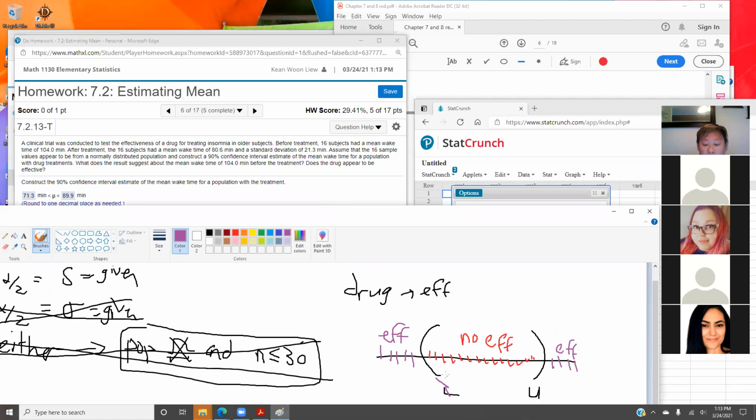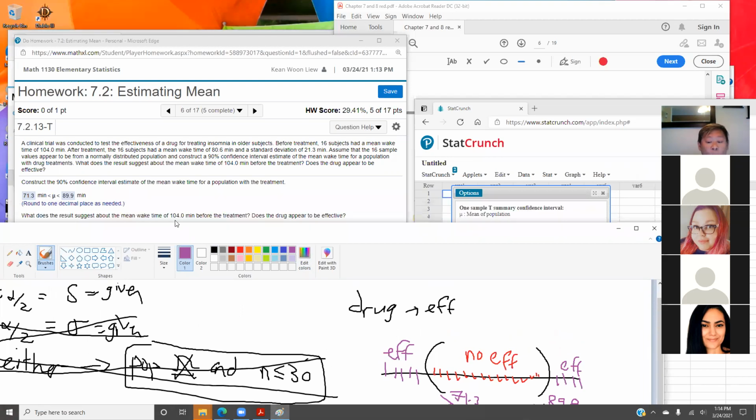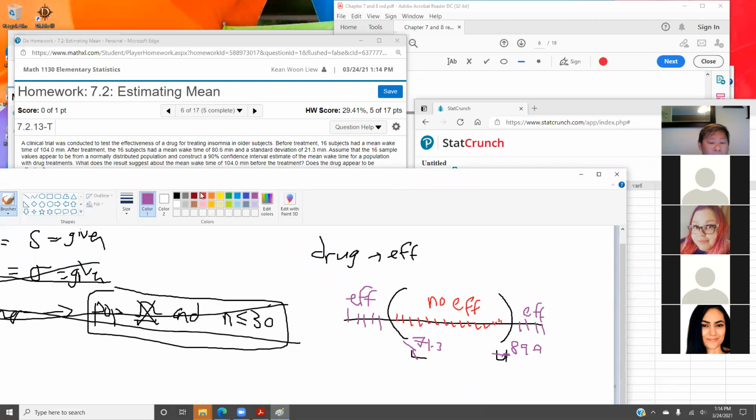What we found out here is the lower is 71.3 and the upper is 89.9. And they're asking you for 104. Where is 104? It's upper. It's significantly higher. It's right here. So does that have effects or no effects? Yes, it has. It's effective.